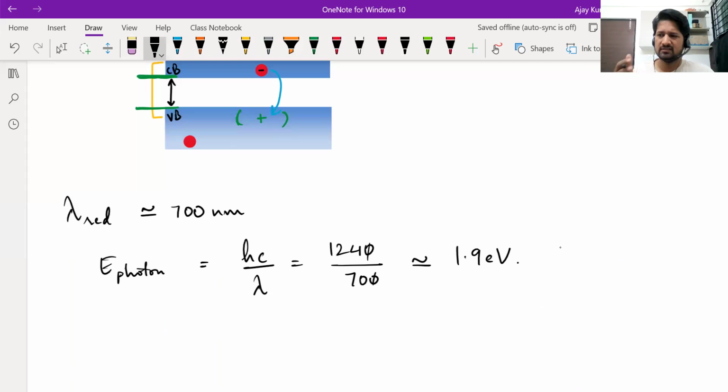Germanium arsenide phosphate, GeAsP. Those three are combined to make a semiconductor which has the energy gap that we need to produce LEDs. So suppose the energy gap is 1.9 electron volts, then whenever an electron and a hole recombine, that kind of PN junction diode will release red colored light.